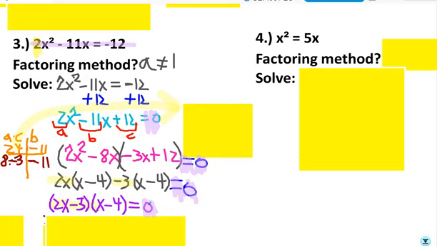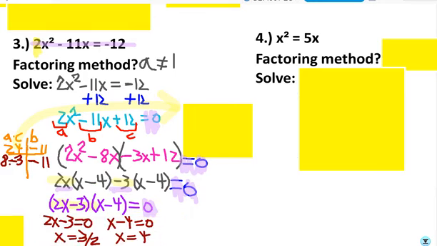So I'm going to use my grouping of 2x squared minus 8x to factor out 2x. I'm going to use negative 3x plus 12 to factor out negative 3. And now I'm going to regroup, which says take your 2x and your negative 3 to make one factor, and then only write x minus 4 one time.